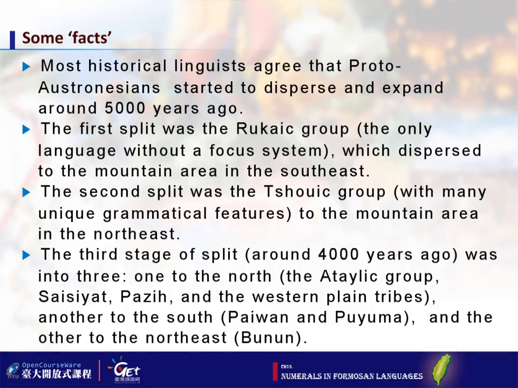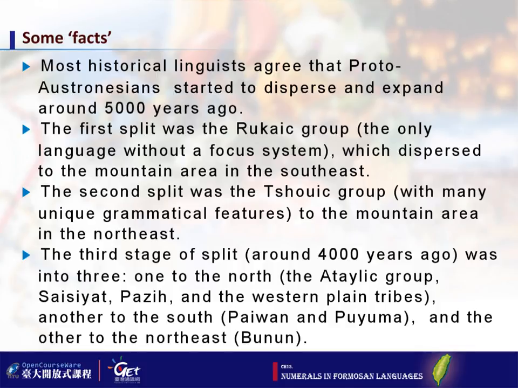And so now, with these two split, after 1,000 years, the third split began and it was into three directions. One to the north, to the Atayali group here, or Saixia over here, and Baze, and to the Western Plain tribe. So this is the Western Plain tribe. Another to the south goes to Paiwan and Puyuma.